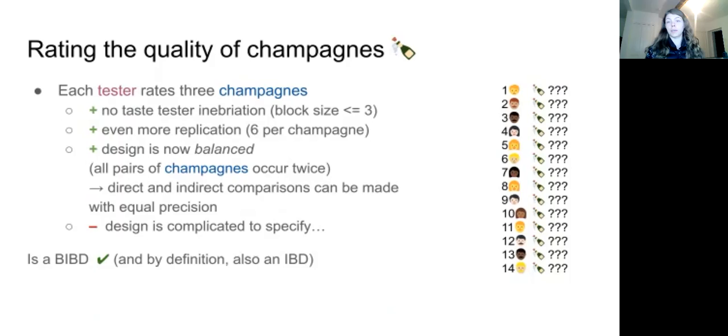To achieve a balanced incomplete block design, we need to assign actually 3 champagnes to each taster. And this allows each pair of champagnes to appear the same number of times across the whole experiment, even if each pair doesn't appear in each block. This still respects the alcohol tolerance of the tasters, and it also allows for even more replication of each champagne, which is now measured 6 times instead of 4. However, working out how to design such an experiment and assign the champagnes to each taste tester isn't necessarily straightforward. This design is more complicated than the previous two.